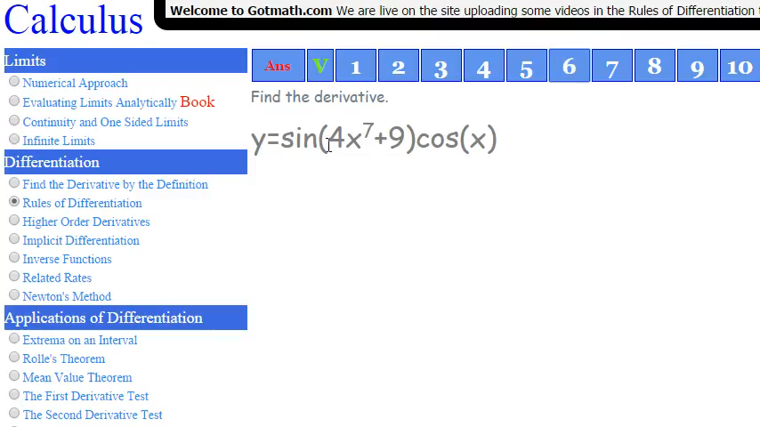And so this is the problem that we want to look at. It says find the derivative. We got y is equal to sine of 4x to the 7th plus 9 times cosine x. So let's move over to the whiteboard.